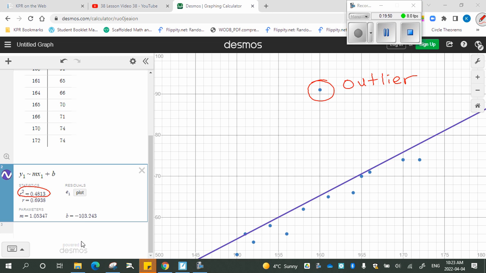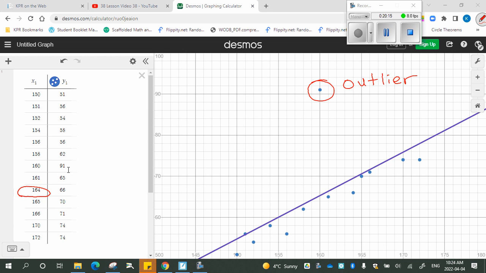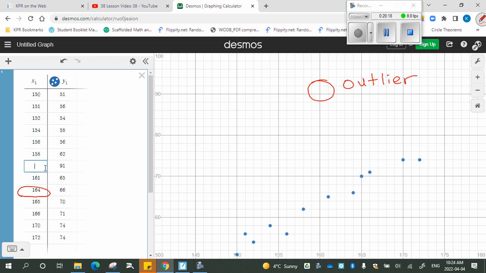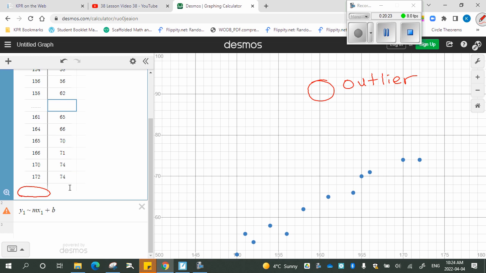R squared. 1 is the best you can get. This one's not even 0.5. What do you think's affecting it? These ones all look pretty solid. That one is affecting it big time. So what often happens in a data set is you take out any outliers and then you redo it. So let's do that. So we're just going to take out the outlier, which was the 91 one here. So I'm going to get rid of 160 and 91. Get rid of it. And now I'm going to do this again.